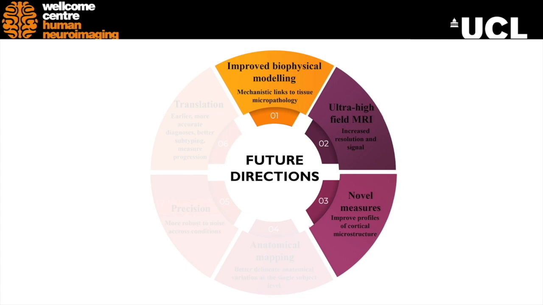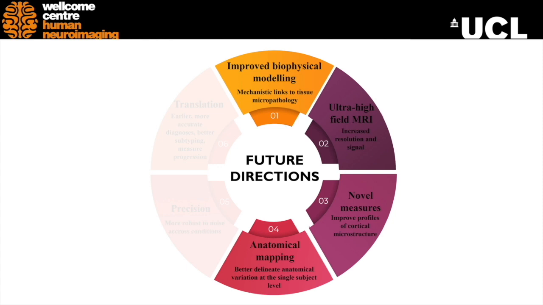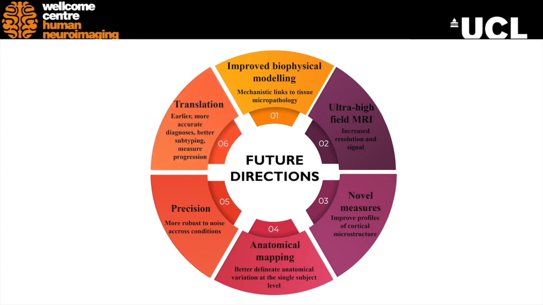There's a lot of active work ongoing developing novel measures which will further improve our profiles of cortical microstructure. And advances in anatomical mapping will allow us to better delineate the variation present at a single subject level, particularly in cytoarchitectural regions of the cortex. We'll expect measurements with improved precision by making them more robust to noise across different conditions, such as motion or across scanners. And finally, taking these techniques to clinical translation to allow earlier, more accurate diagnoses, better subtyping of disease, and more accurate measurements of disease progression.